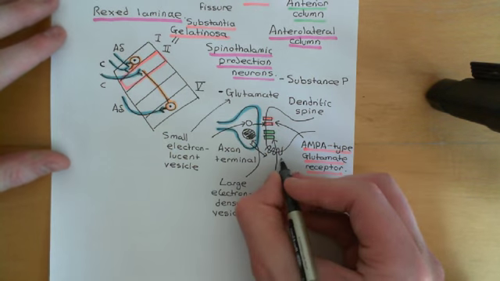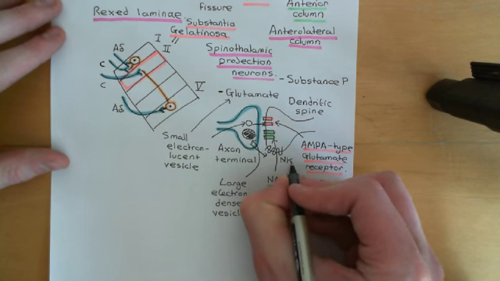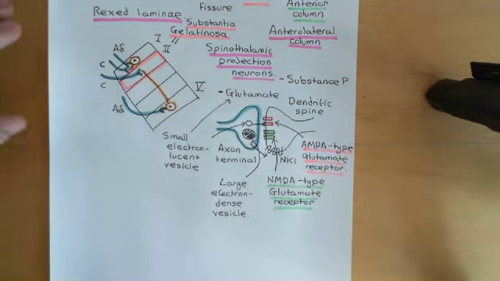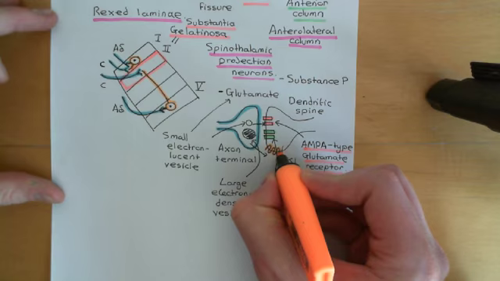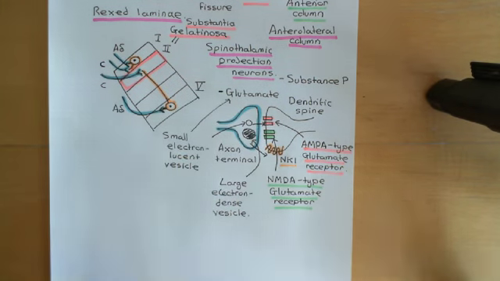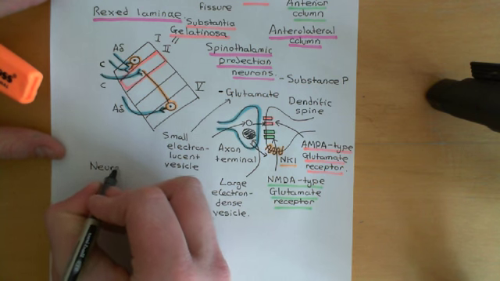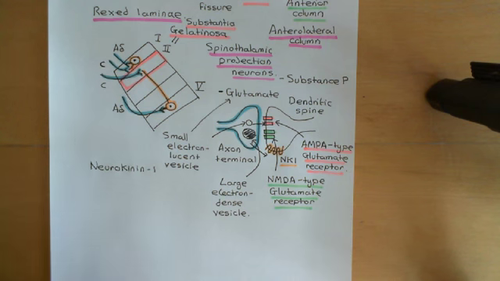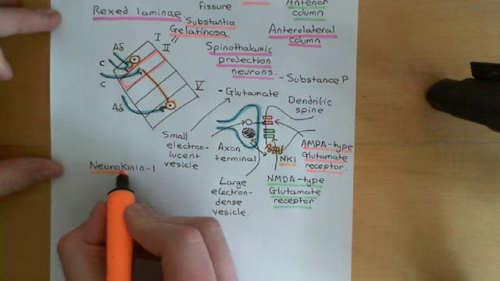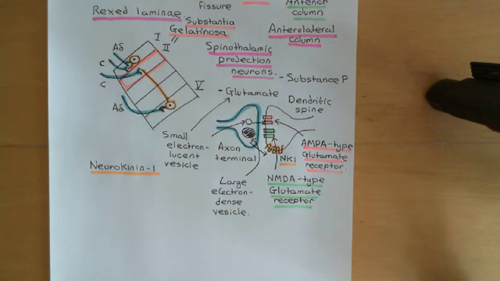And the receptor for substance P is what's known as the neurokinin 1 receptor, so the NK1 receptor. Right, so I'll colour that in. So this is the neurokinin 1 receptor, or the NK1 receptor. That stands for neurokinin 1 receptor, or just NK1. And basically this is also capable of activating the spinothalamic projection neurons.